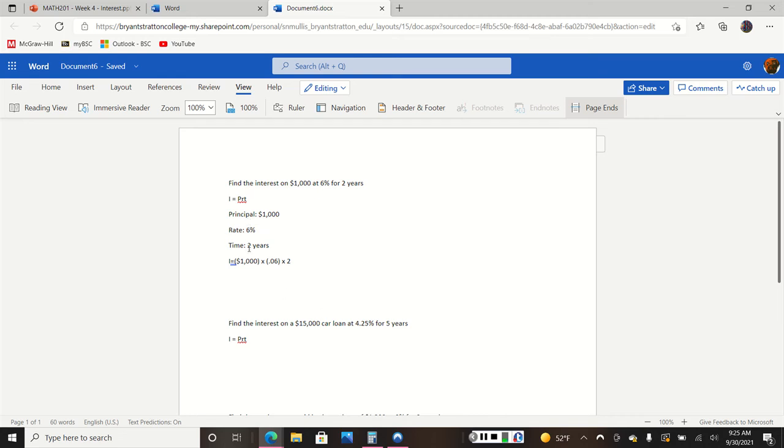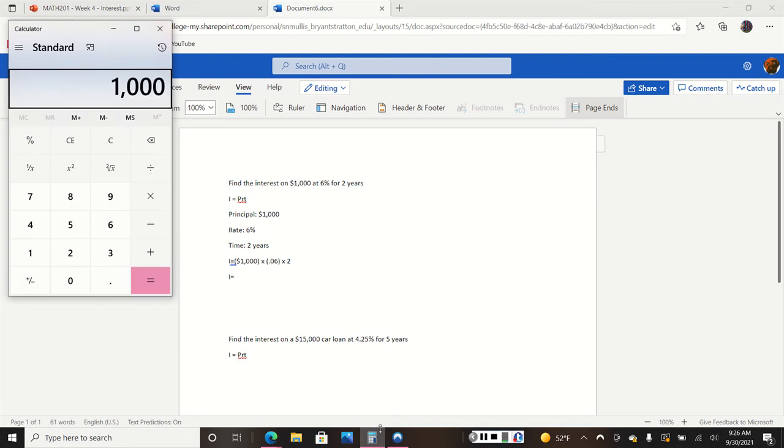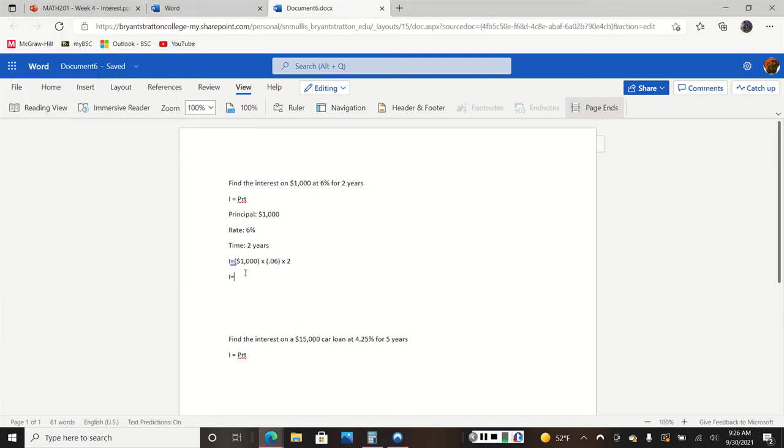So after we have that into our equation, I equals, I'm going to open up a calculator. So 1,000 times 0.06 times 2. So the interest that would be paid is $120. But the total amount that would be paid back is whatever the principal is, which is $1,000 plus the amount of interest that's collected. So that would equal $1,120. So that's a very easy example of how simple interest is calculated.